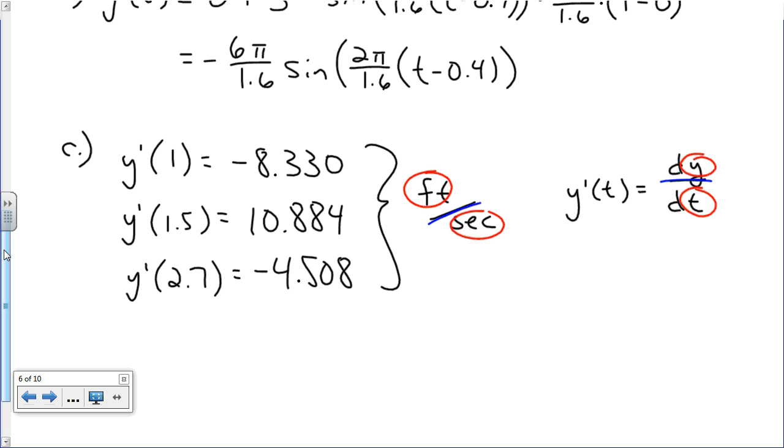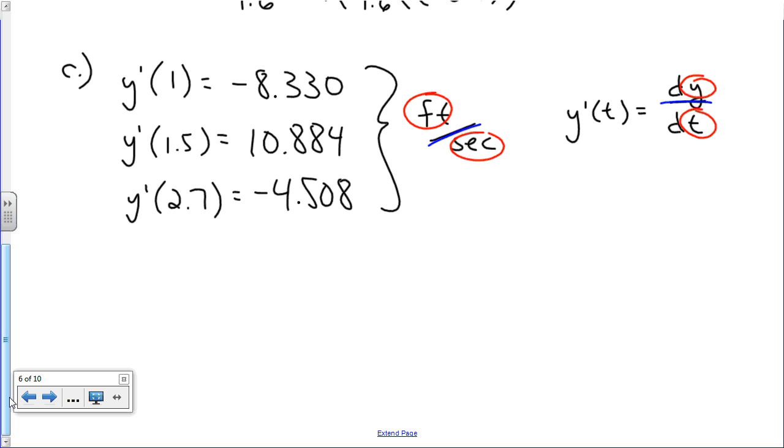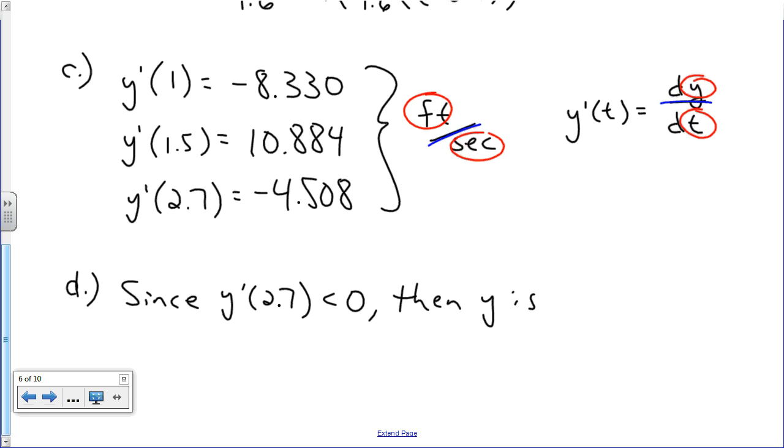All right, look at D. D asks, at t equals 2.7 seconds, is the mass moving up or down? Justify your answer. Well, for part D, from my previous work, y prime at 2.7 was negative 4.508. Because the derivative there is negative, that tells me my function must be decreasing. Since y prime at 2.7 is less than 0, then y is decreasing.